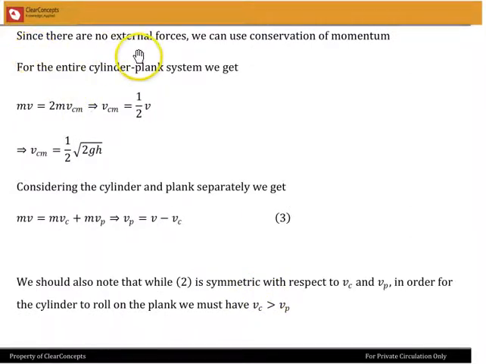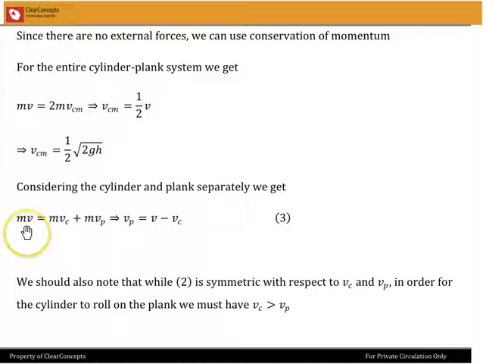Now there are no external forces, therefore we can use conservation of momentum. So for the entire cylinder plank system, initially remember the cylinder is the only one that's moving, the plank is not. Finally they're both moving and the center of mass of the cylinder plank system has a velocity of Vcm. So we have the initial momentum mv, which is contributed only by the cylinder. That's equal to 2m, both cylinder and plank have a mass m, times Vcm. From that we get Vcm is equal to half v, and therefore Vcm is equal to half of root 2gh.